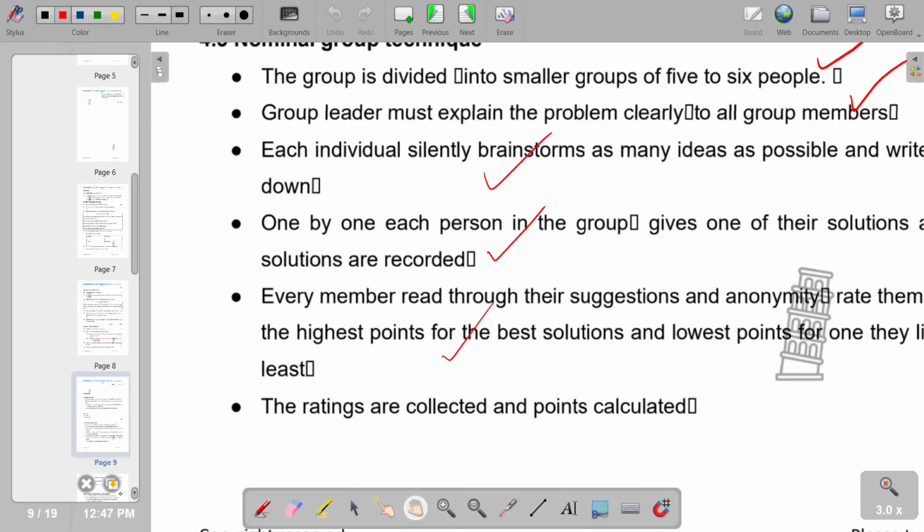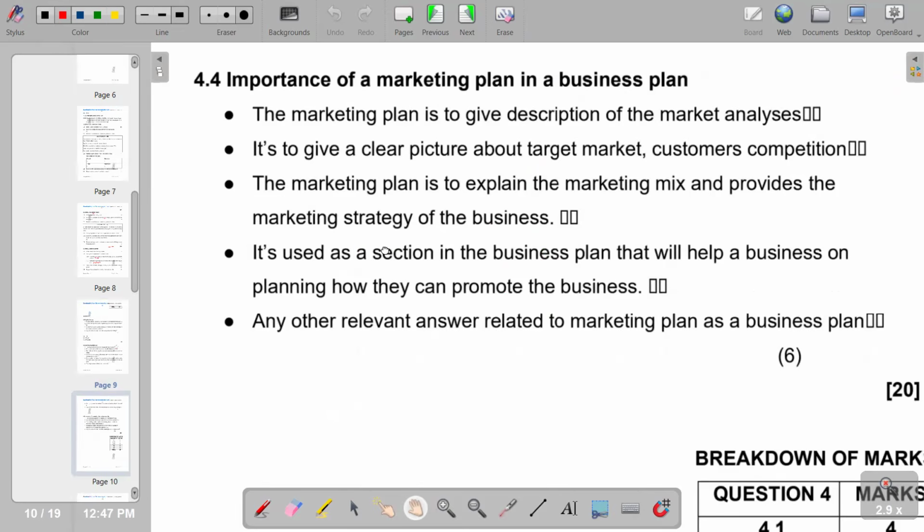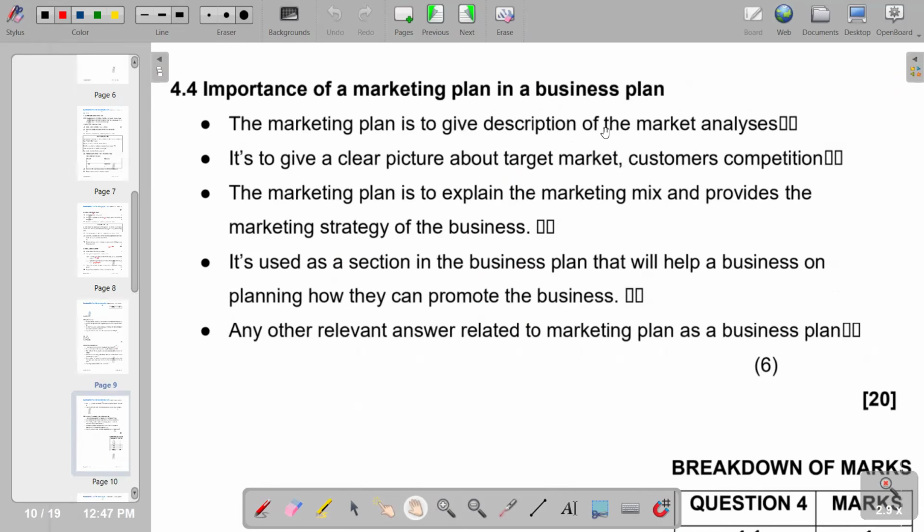So in response to that, the marketing plan is to give a description of the market analysis, to give a clear picture about target market, customers, competition. The marketing plan is to explain the marketing mix and provide the marketing strategy of the business. So these are the points that we have in terms of importance of a marketing plan in a business plan.